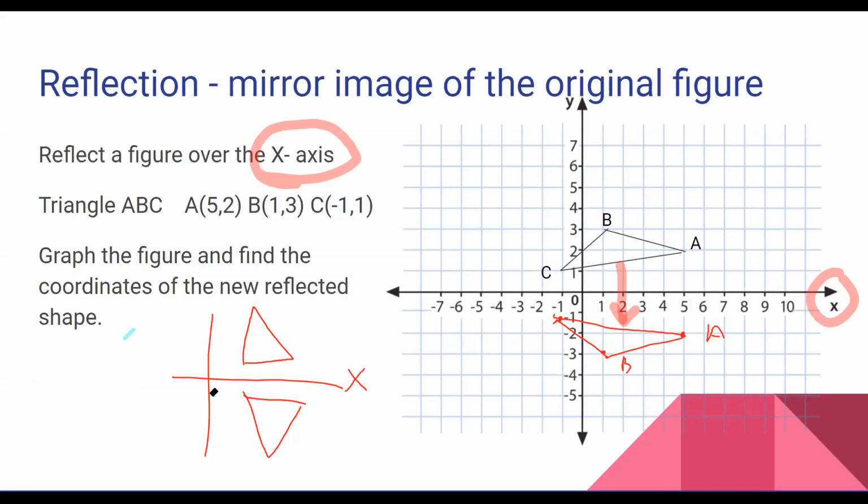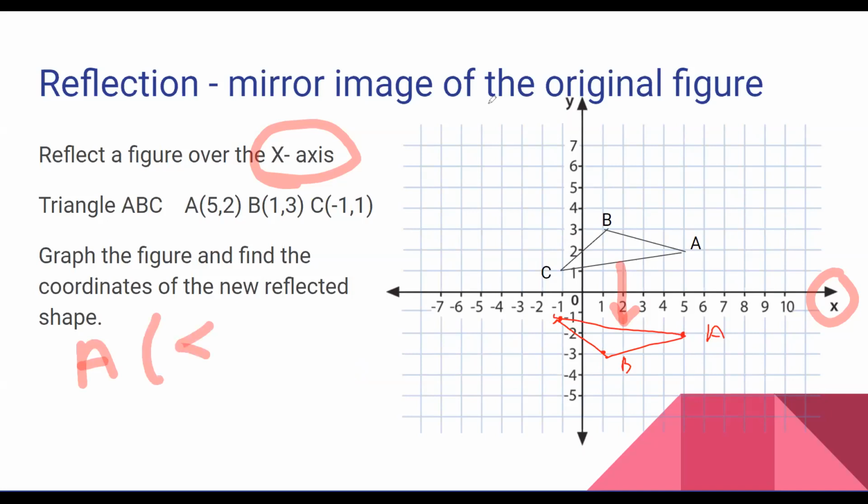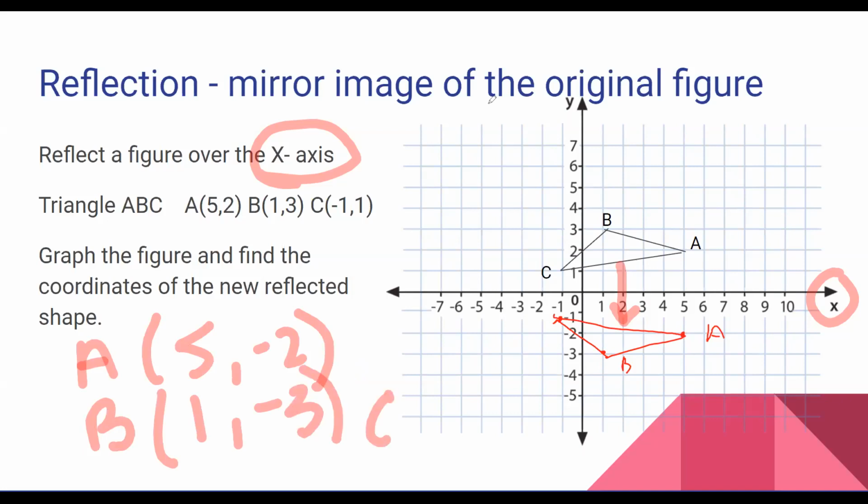So all you really did, you didn't change your x's in this case, you only changed your y since I was reflecting it down. So my A is still 5, but instead of +2, it's -2. My B, I still went over 1, but instead of going up 3, I went down 3. And then my C, I still went over -1, but instead of going up 1, I went down 1. So my x coordinate stayed the same. The only thing that really changed was my y coordinates.